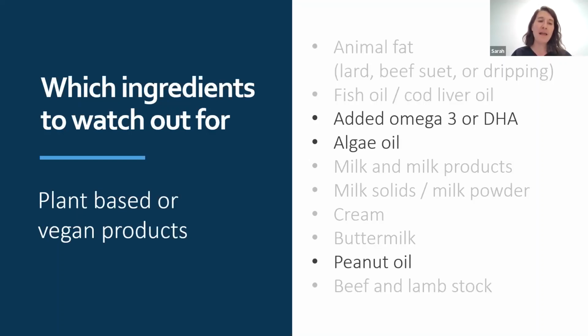If you were to pick up a plant-based or vegan product, again, this would eliminate some of the chance of these ingredients being in the product. But even with a vegan or plant-based product, it is still important to double check it doesn't contain algae oil or peanut oil or any added omega-3 or DHA, which would most likely be coming from algae oil, as those will still be high sources of phytanic acid.